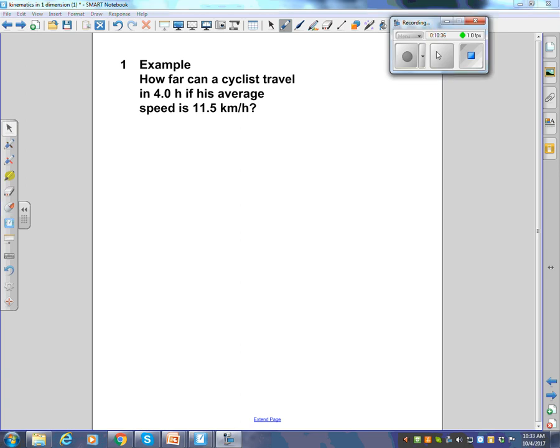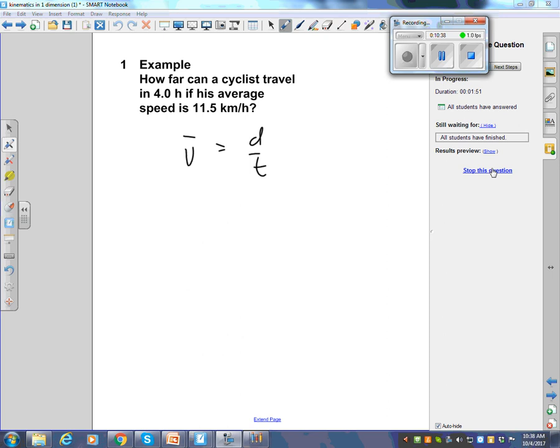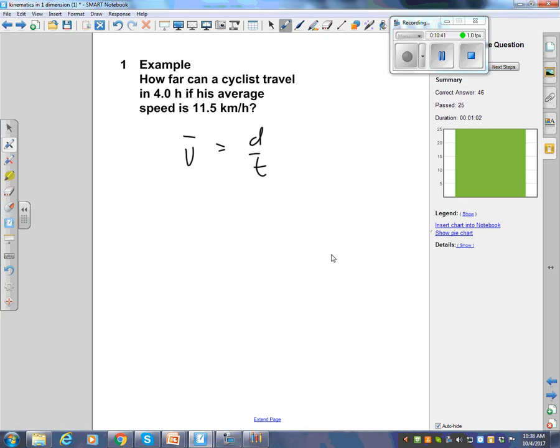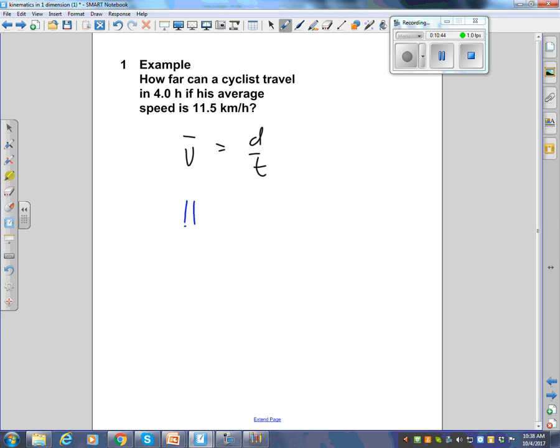I knew there was clicker questions coming. Okay, and the answer is 46. Well done, everyone got it, right? You're just going to take 11.5. Why am I telling you? You know how to do it. 11.5 is equal to d over t. The t is 4, so you're going to go 4 times 11.5, and you probably should be able to do that in your head. 4 times 11, 44. Half of 4 is 2. 2 and 44, 46. 46 what? I guess it would be kilometers. Okay, so you guys can do that.